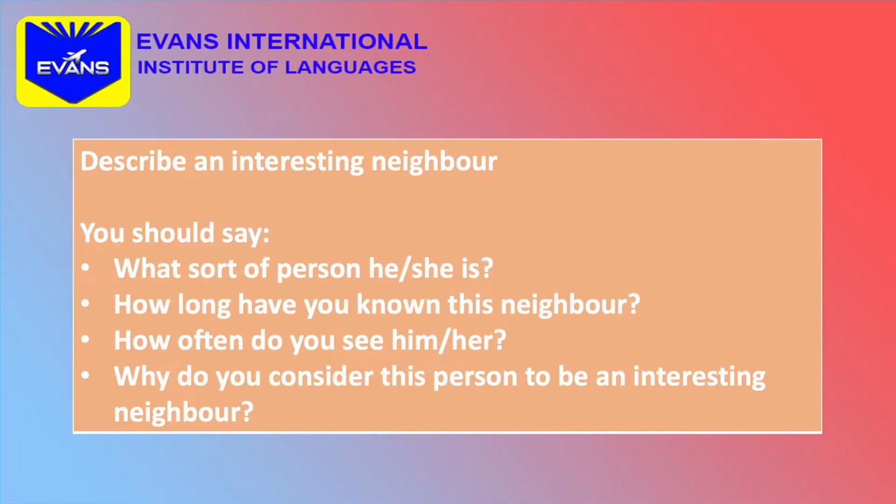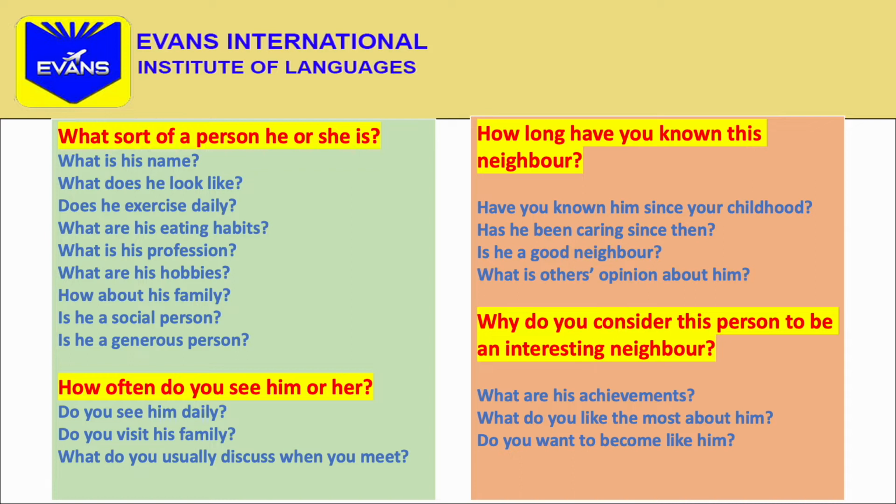IELTS card. Describe an interesting neighbor. You should say what sort of person he or she is. How long have you known this neighbor? How often do you see him or her? Why do you consider this person to be an interesting neighbor?